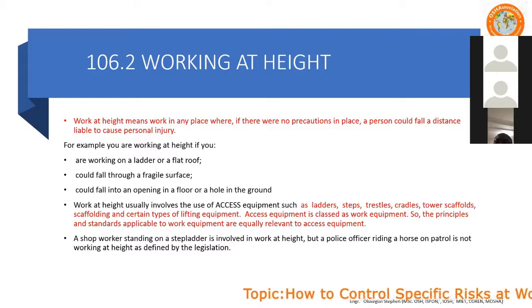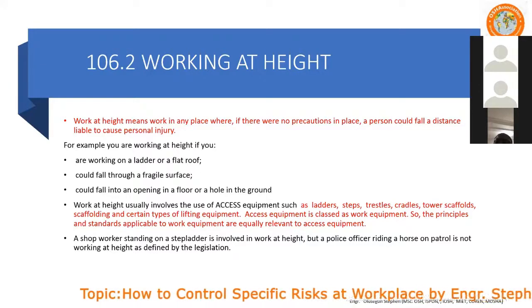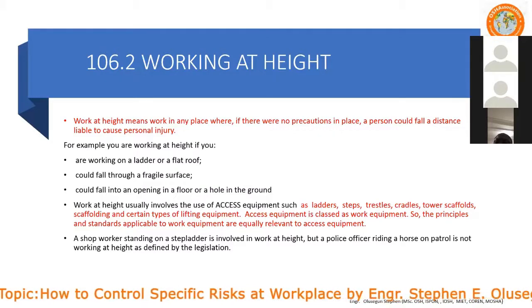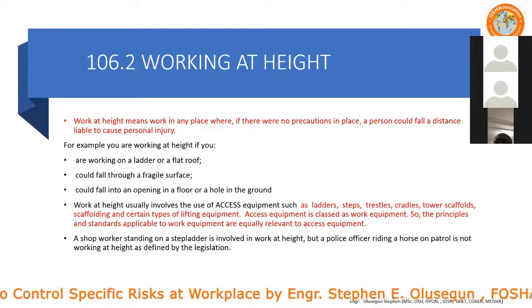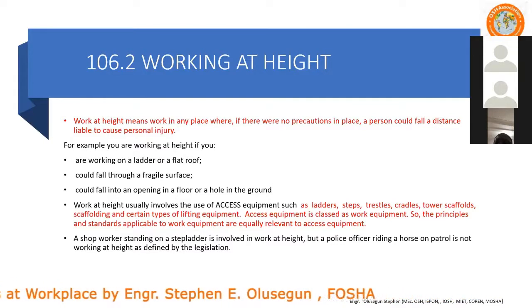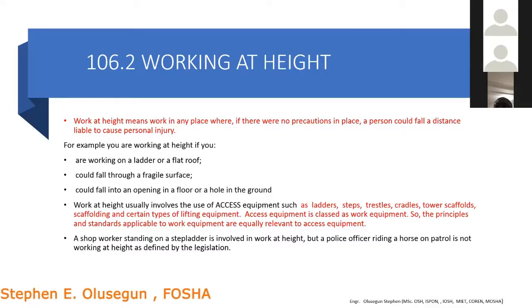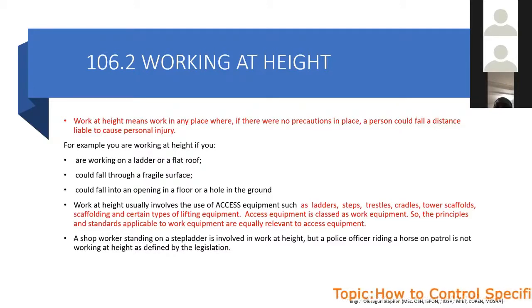Walking at height. Walk at height, by definition, means walking in a place where, if there were no precaution in place, a person could fall a distance liable to cause injury. Anything above 2 meters is already walking at height. Walking at height does not mean until you climb. You might be on a flat surface, then there is a height below you.